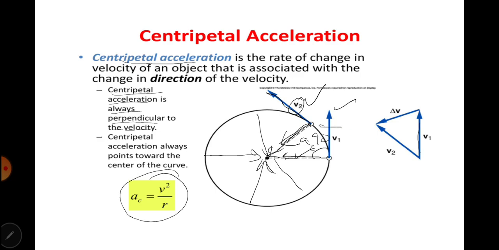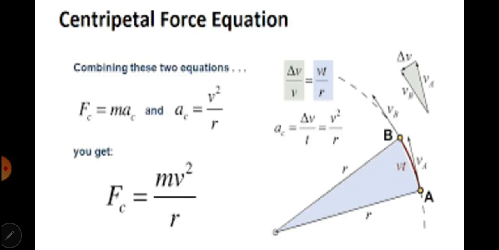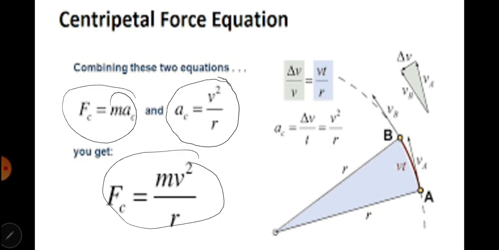This line is plotted here straight. This line is in this direction for velocity, and this will be the change in velocity. This is the numerical value formula for centripetal acceleration. This is for centripetal force.